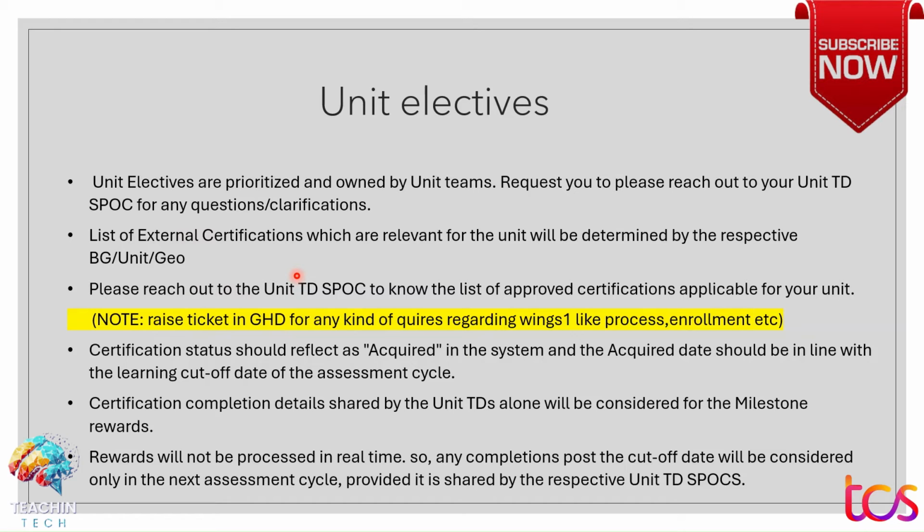You can go there and search for Wins1. There you can find things like Wins1 process or Wins1 enrollment. That request goes directly to the TD team, the talent development team, so they will definitely help you in this case. If you need external certifications, the list of certifications which you need to do, you can directly go and raise a ticket there. They'll send you an Excel sheet or somewhere else, they can send you the list of the courses which are approved by them.